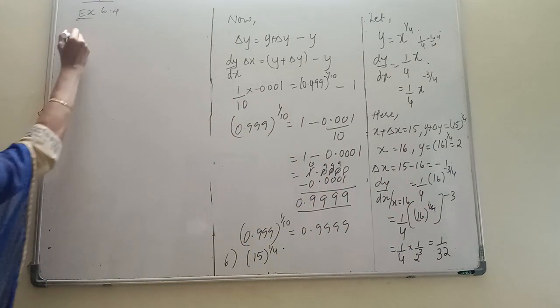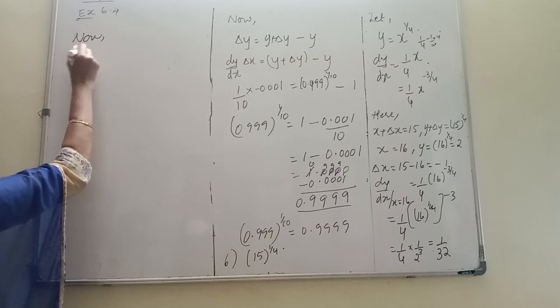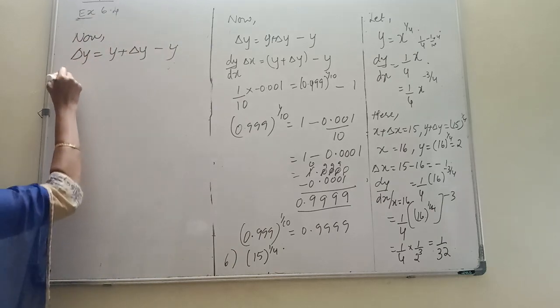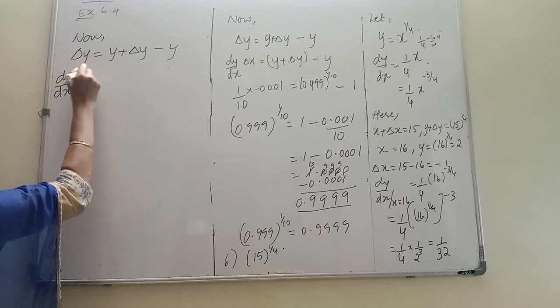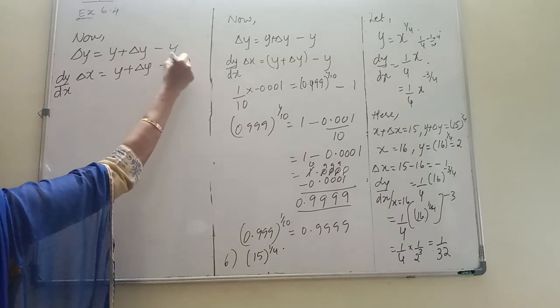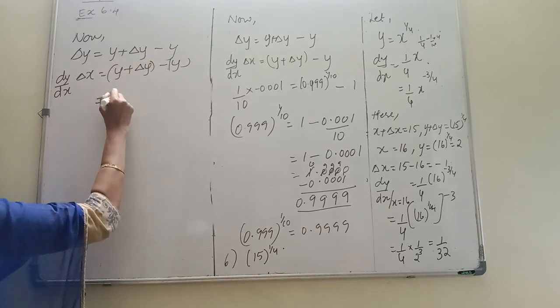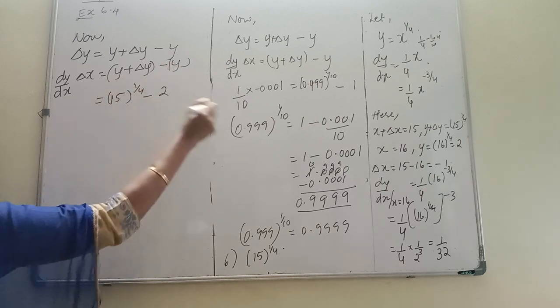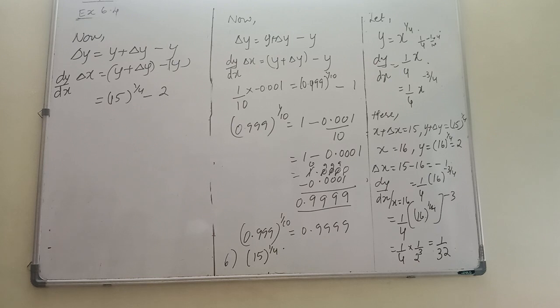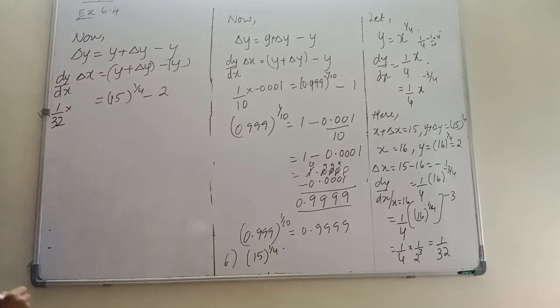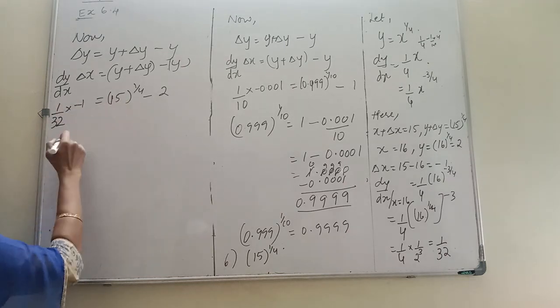So we see now, delta y we all know is y plus delta y minus y, out of which delta y is dy by dx into delta x in this approximation. So that allows us to substitute all this. This is 15 raised to 1 by 4, your question, and this is 2, we have got y as 2. Also dy by dx we have got as 1 by 32, and delta x we have got as minus 1.